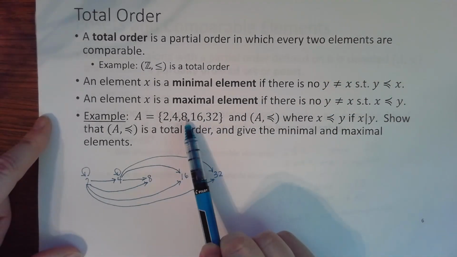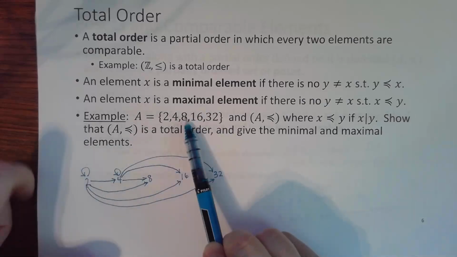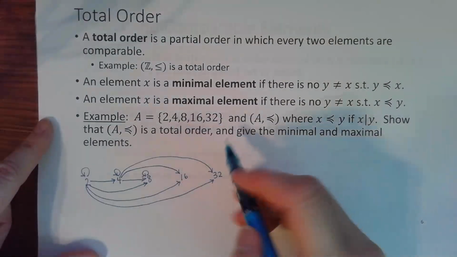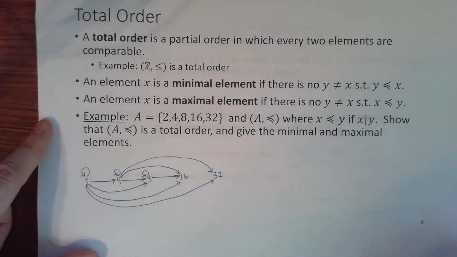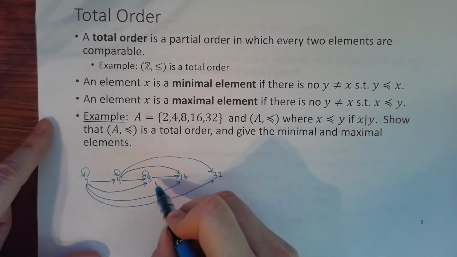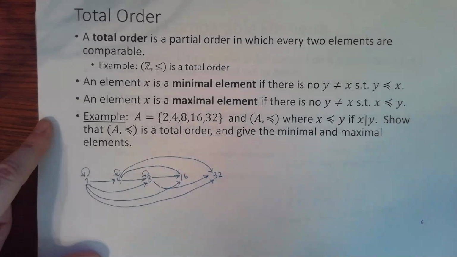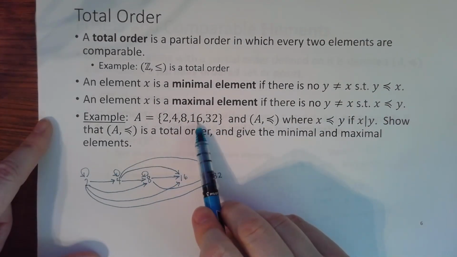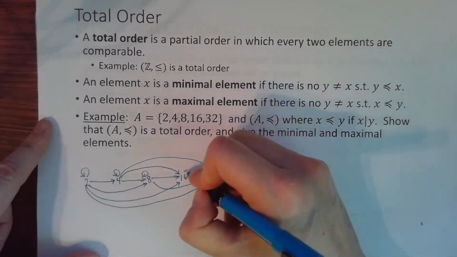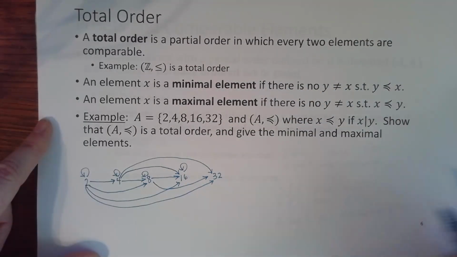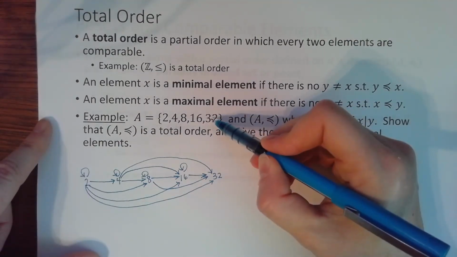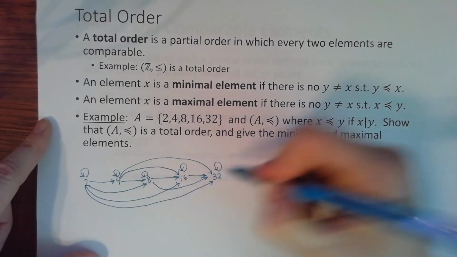We have already done that 8 is comparable to 4 and 2, but is 8 comparable to itself? Yes, because 8 divides 8. Is 8 comparable to 16? Yes, 8 divides 16. Is 8 comparable to 32? Yes, 8 divides 32. So that's everything for 8. Is 16 comparable to 16? Yes, it divides itself. Is it comparable to 32? Yes, 16 divides 32. And the only one we haven't considered is 32 comparable to itself? Yes, because 32 divides itself.